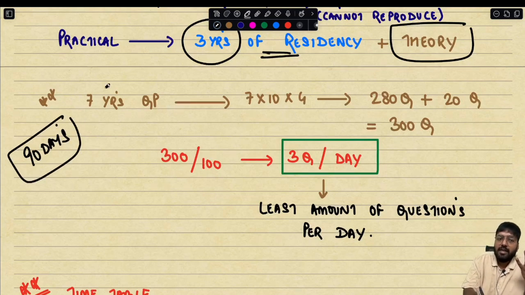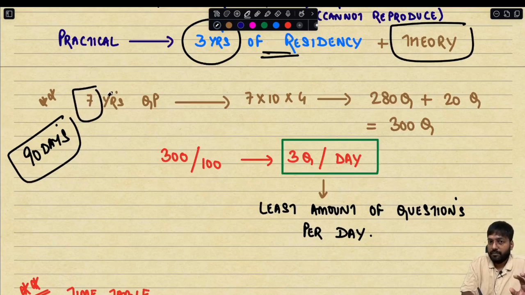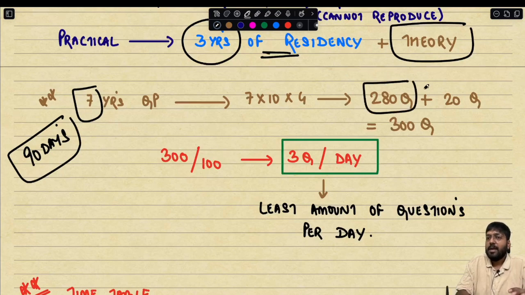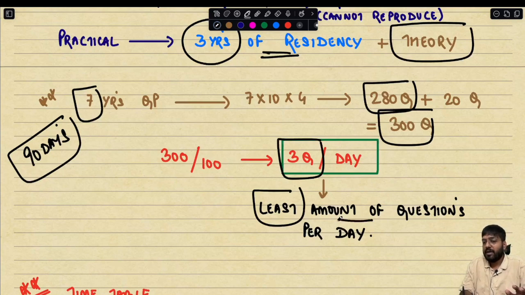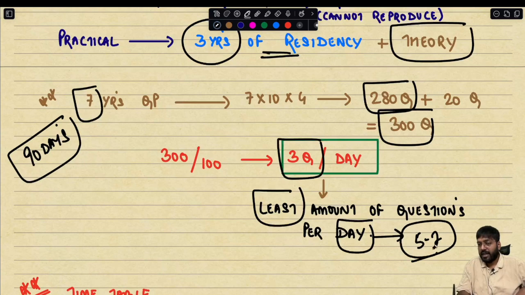So suppose even if you solve 7 years of questions, 7 into 10 into 4, 280 questions, plus minus, and you also add 20 more extra topics from my end, then you are having approximately 300 questions, the bare minimum amount of questions. So if you divide by 100 days, then you have to solve 3 questions per day. This is the least amount of questions per day that you have to solve. That is for the 5 to 7 year question papers that you are having.